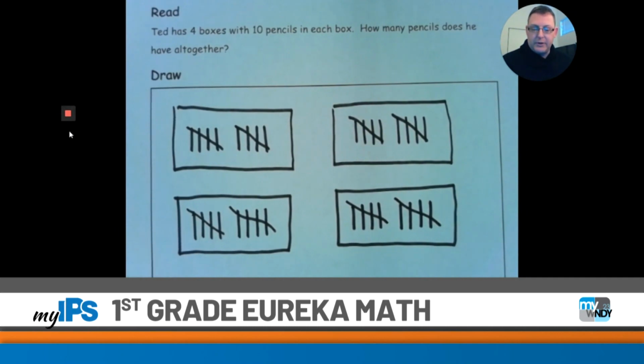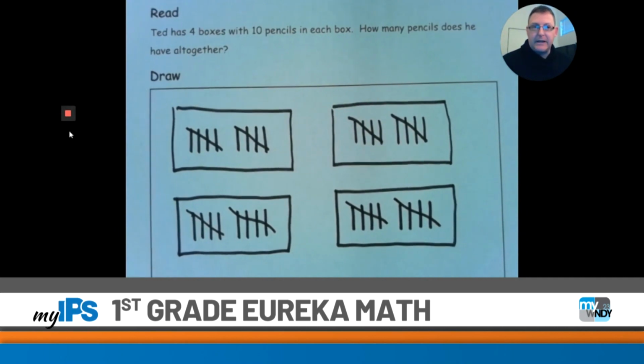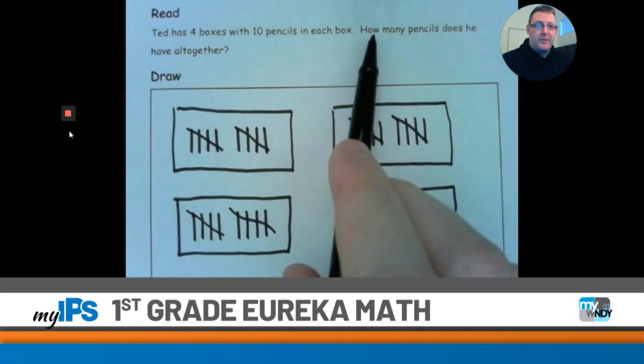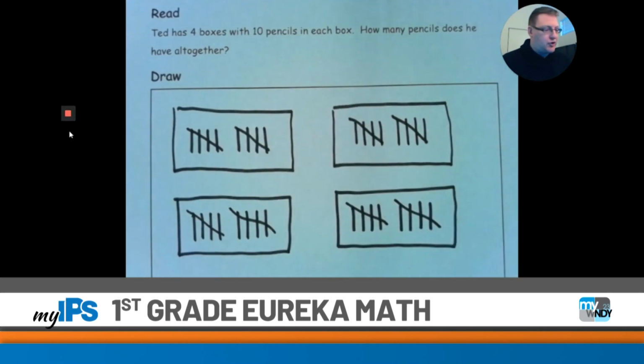Now it's your turn to draw 10 objects in each of the 4 boxes. Pause the video if you need more time to draw. Now let's reread our question. How many pencils does he have all together? Think, how could you find the total number of pencils in all of those boxes?